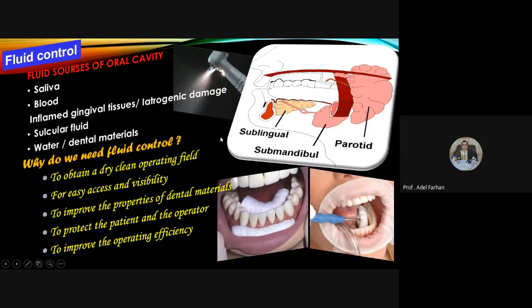Why do we have to control the fluid during our work? To obtain a dry, clean operating field, easy access and visibility مثل ما نشوف الآن بالصورة. Okay, when you isolate and control fluid, you will have a cleaner operating field, easy access and visibility, and improved properties of dental material. Some dental materials have their physical properties affected by moisture. It also protects the patient as well as the operator and improves the operating efficiency.